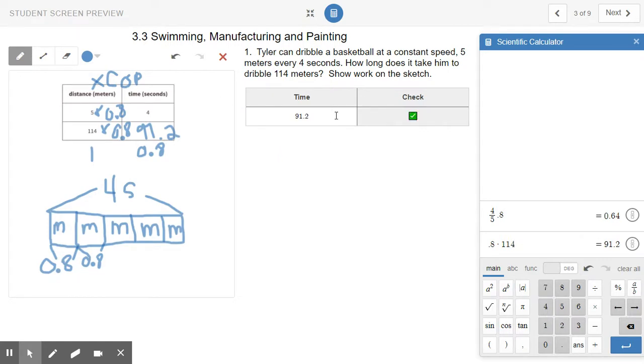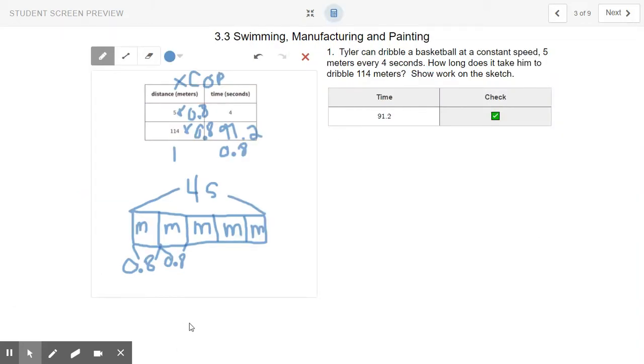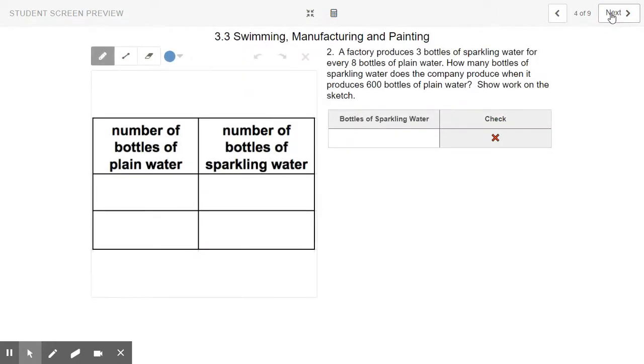All right, and there we go. So we used the COP to figure out this missing piece, right? So let's look at this next problem.